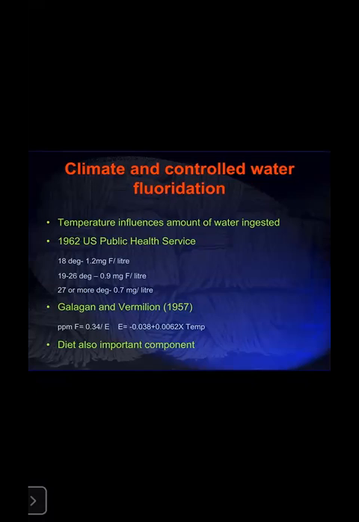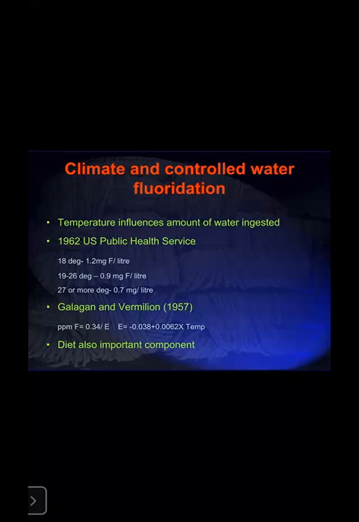Now, water consumption in different cities will be different based on the temperature of that area. There is one formula given by Galagan and Vermillion in 1957 by which how much fluoride has to be added to drinking water is calculated: 0.34 divided by E. E is equal to minus 0.038 plus 0.0062 X. X is what? The temperature of that area. This will tell you the amount of fluoride to be added in community water.